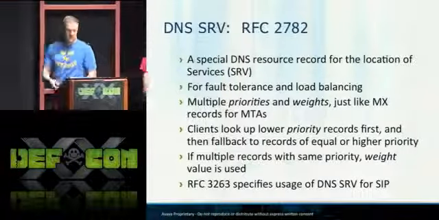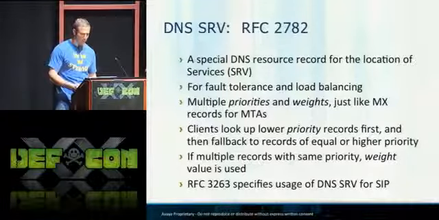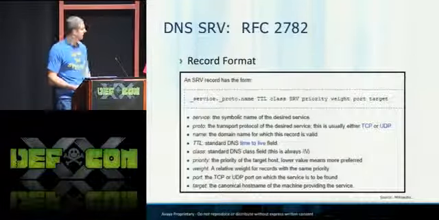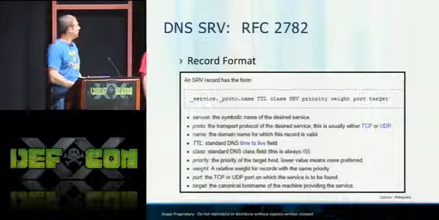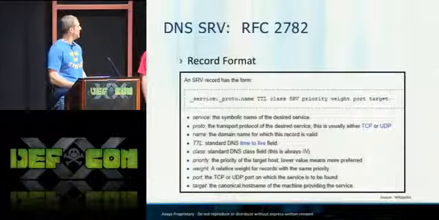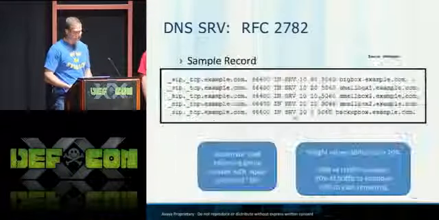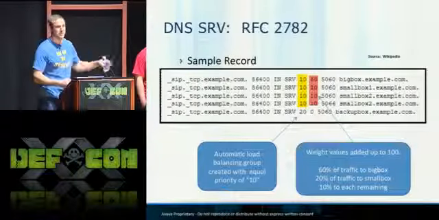SRV service location is already built for fault tolerance and load balancing. This is a sample record here. We have service, protocol, and name, which is the DNS domain. The service returns the priority, weight, port, and target. Here's a sample zone file record. When we have all 10 for the priority, then we match it up with the load balancing group. So you add up the numbers 60, 20, 10, and 10, and 60% of the traffic will go to big box, 20% to small box. So we have automatic load balancing, and it's just like MX records for mail transfer agents. It works the exact same way.